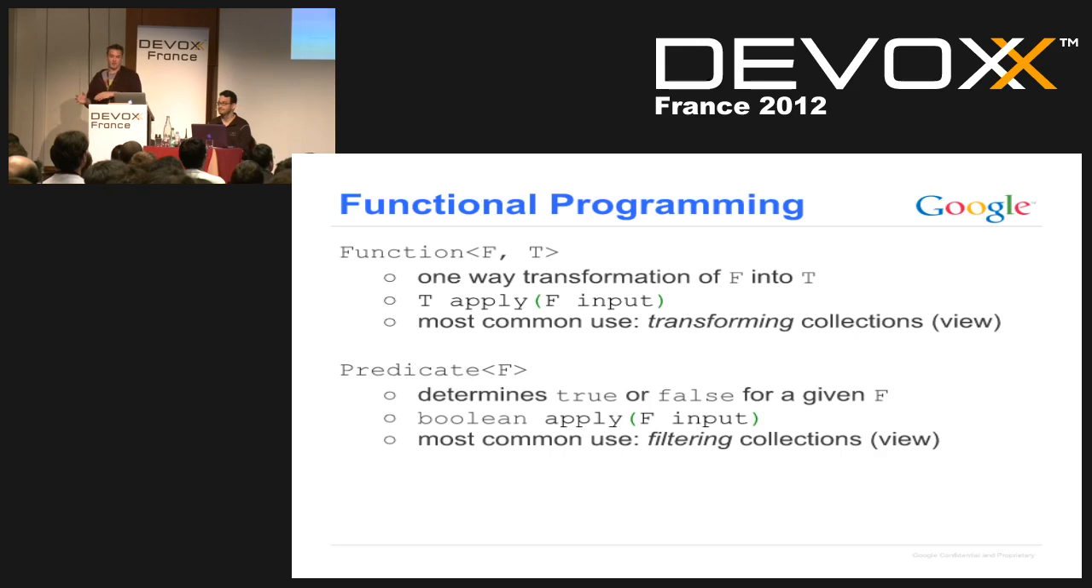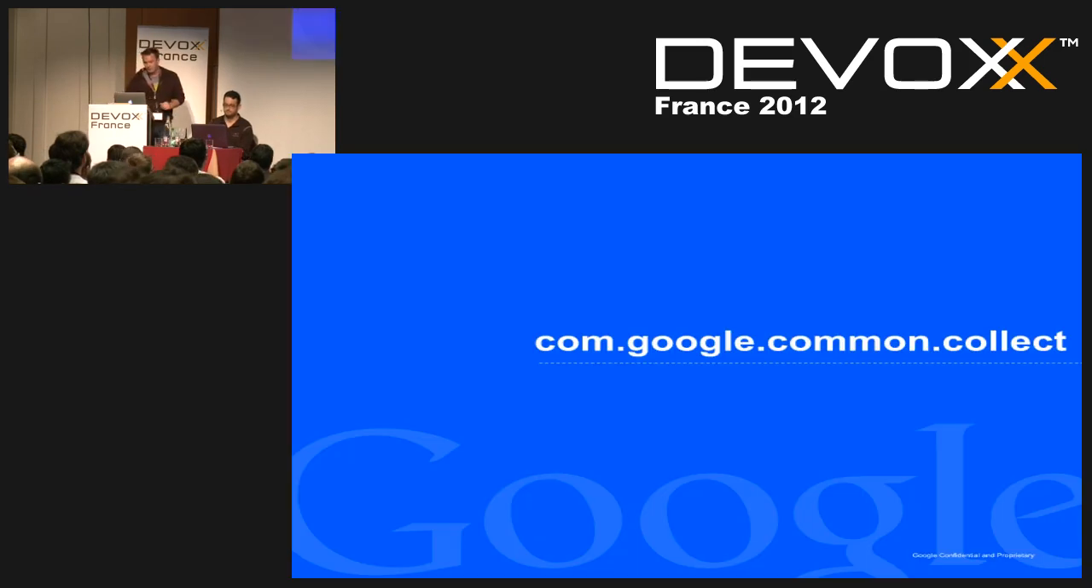A predicate is similar to a function in that it's still functional programming-ish, but this only determines true or false for a given input. So here you override the apply method, and you basically tell whether or not the reference that you pass to it applies. The most common use for this is for filtering collections. If you want to say, give me all the items in this collection that are men, or something like that.